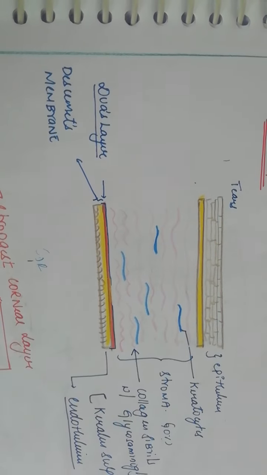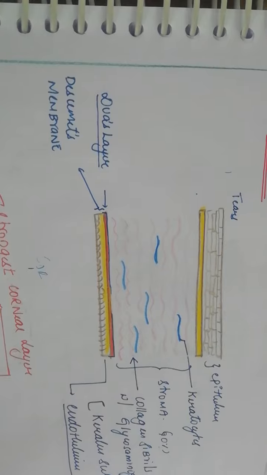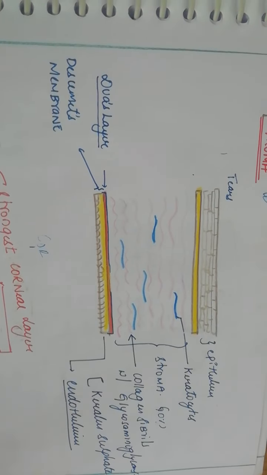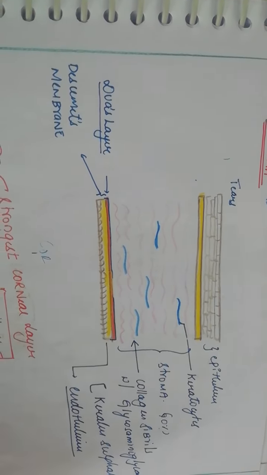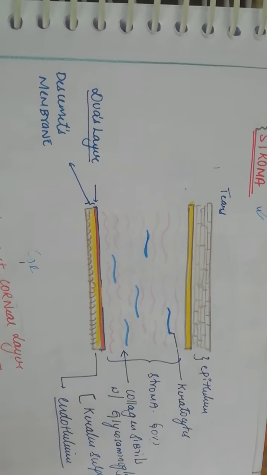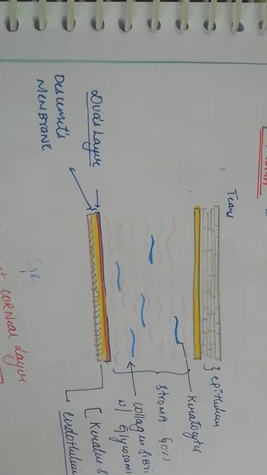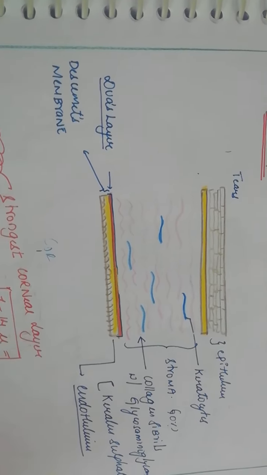And apart from this collagen, we have the glycosaminoglycans. And which glycosaminoglycan is present? It is keratan sulfate, a glycosaminoglycan which is present in the stroma. So that's the first point we need to understand.